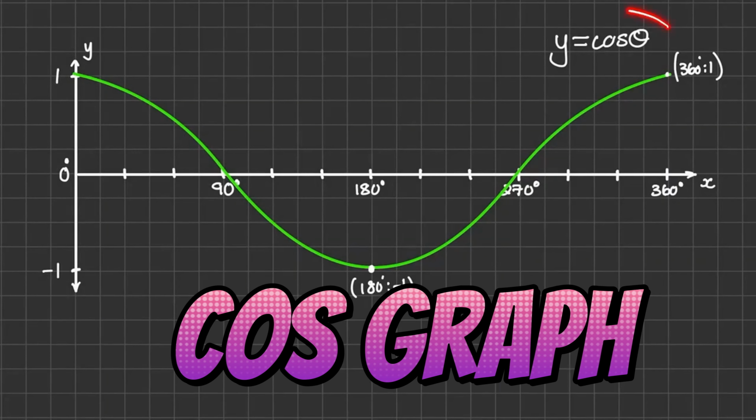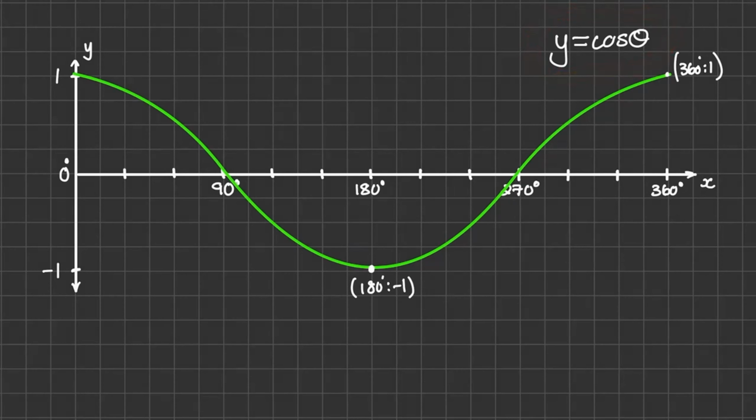Next, we'll look at the curve formed by the equation y equals cos theta. In this example, we have plotted the curve from 0 degrees up until 360 degrees. We can notice that cos of 0 is equal to 1, cos of 180 degrees is equal to -1, and cos of 360 degrees is equal to 1. Then cos of 90 and 270 degrees are both equal to 0. So this is the curve of the base graph of cos theta.